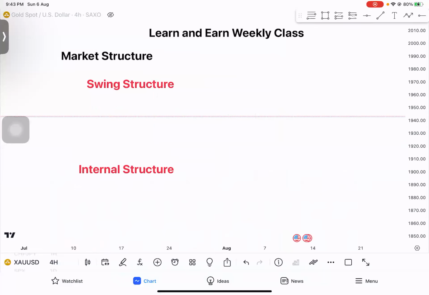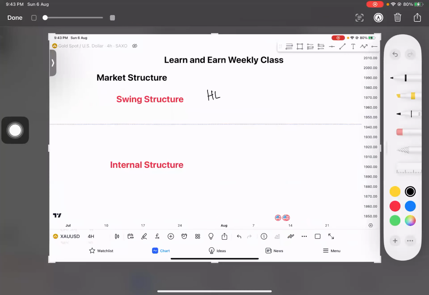Swing most likely comes from the higher time frame, for example H4, daily, or weekly. Internal structures come from H1 and below, which is M30, M15, M5, and M1. Okay, these are clear, right?